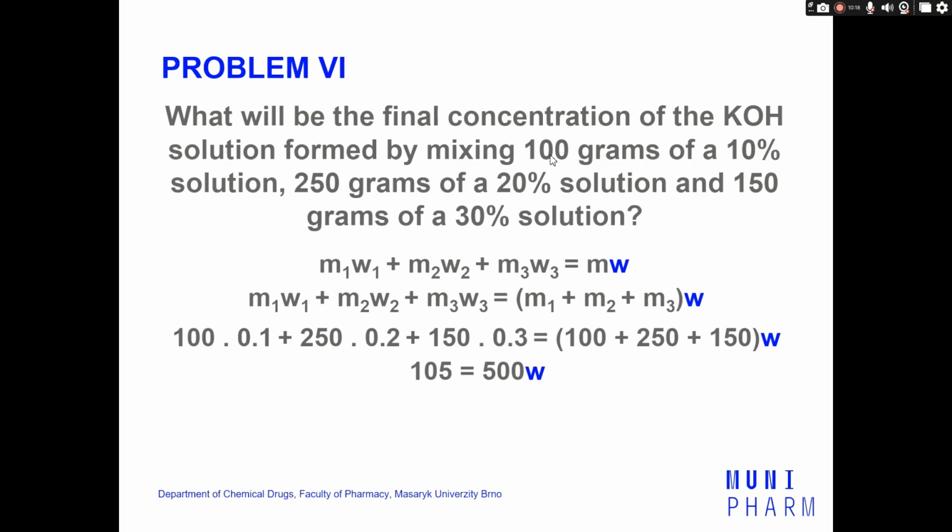After calculation, we will get the equation in this form: 105 equals 500 multiplied by the unknown. And the answer is that the mass fraction of potassium hydroxide in the final solution is 0.21. Transformed to the percentage, it is 21%.